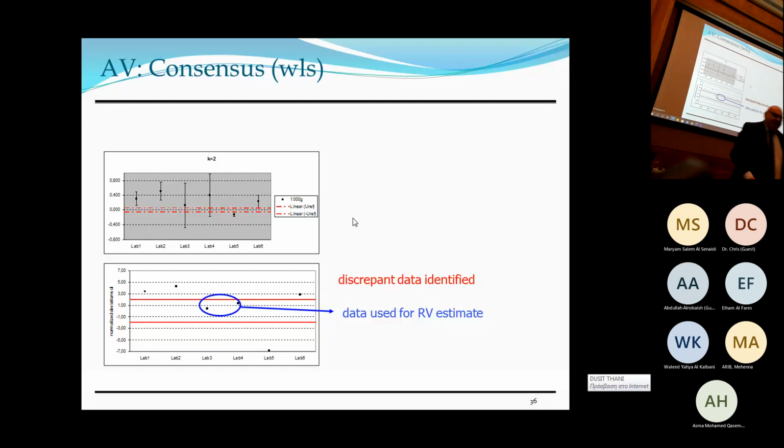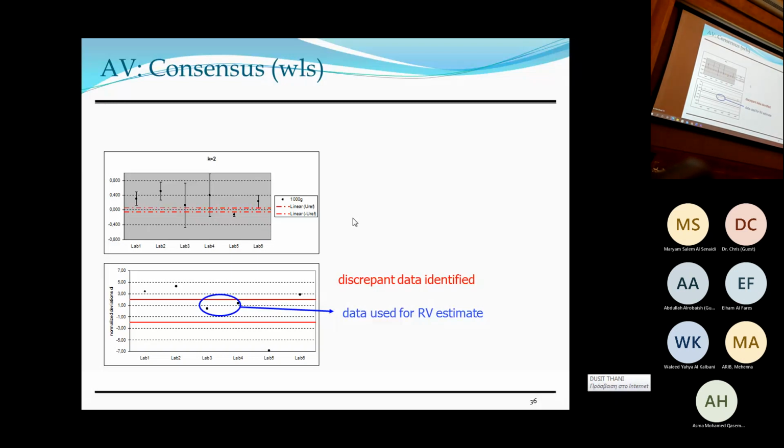Yeah, right. Definitely. Lab 5 is the key. Why is it the key? Because it's got the smallest uncertainty. So it tends to draw everything to itself. That's why this reference value is lower than the reference value when this is excluded.